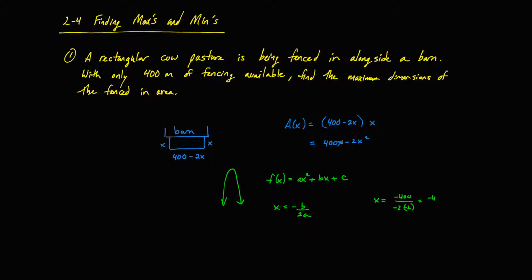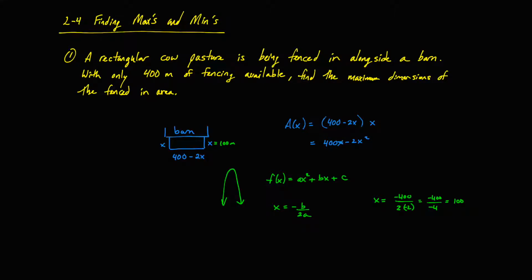So you're going to get negative 400 over 2 times negative 2, which is negative 400 over negative 4, and you get 100. So that equals x, and that means x is equal to 100 meters.